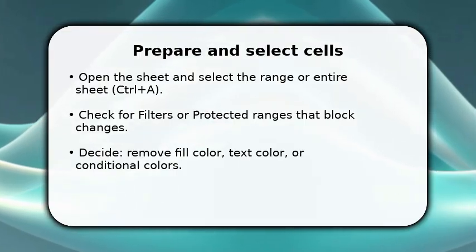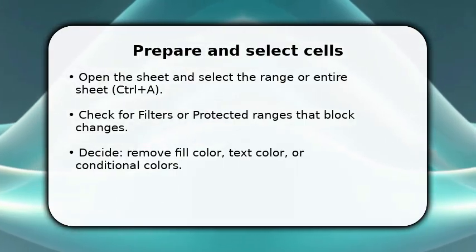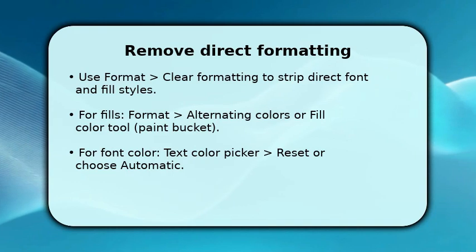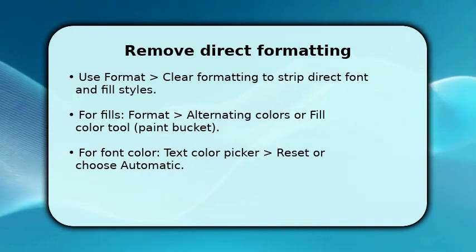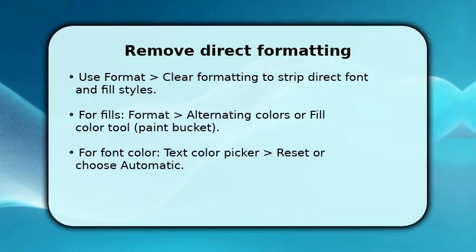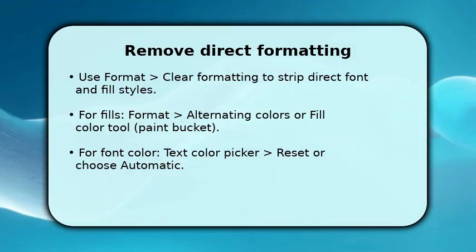Follow the steps to remove colors systematically. Next, remove any direct formatting applied to those cells. Use Format, then clear formatting to strip fonts, sizes, bold, and fills applied directly. This is fast and reversible if you have an undo chain.